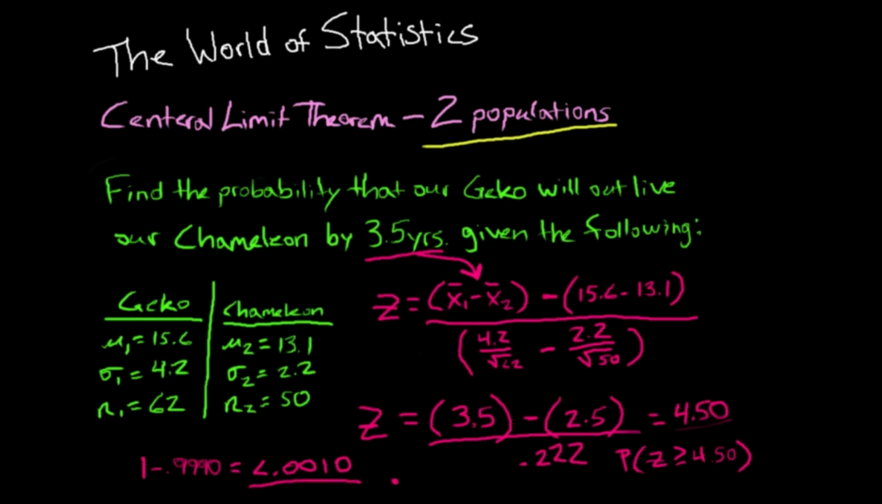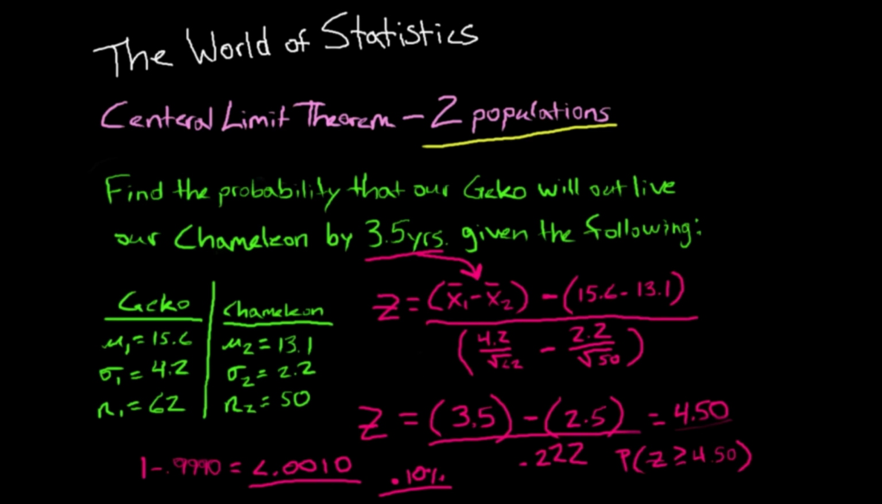So there's a 0.10% chance that our gecko will outlive our chameleon by 3.5 years. So they're going to be within 3.5 years of one another. So that's our first example, comparing two populations using the central limit theorem, converting it over to the z-score, and then using our standard normal table to find the probability of what we're asking.